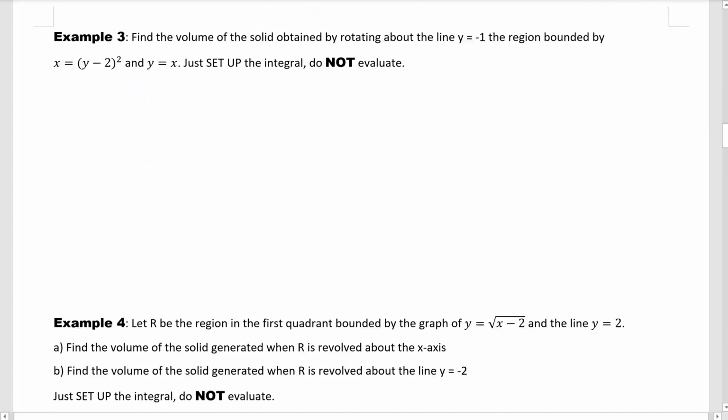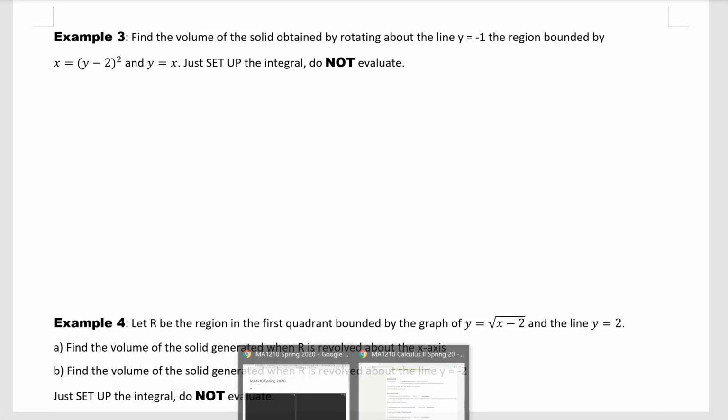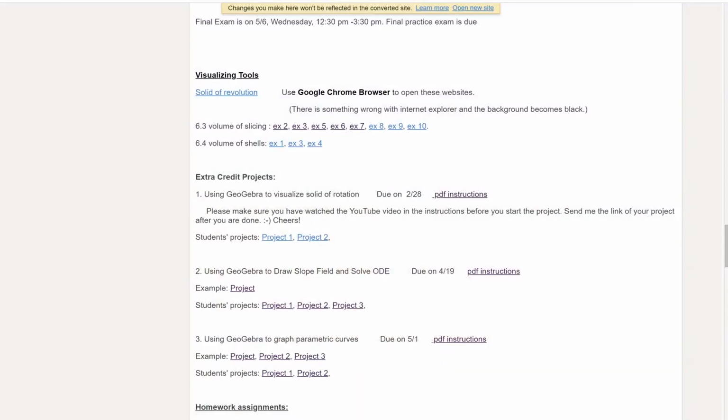Alright, let's continue. Example 3, find the volume of the solid obtained by rotating about the line y equals -1 the region bounded by these two functions. And we just need to set it up. Do not evaluate. Oh, by the way, I forgot to show you our GeoGebra.